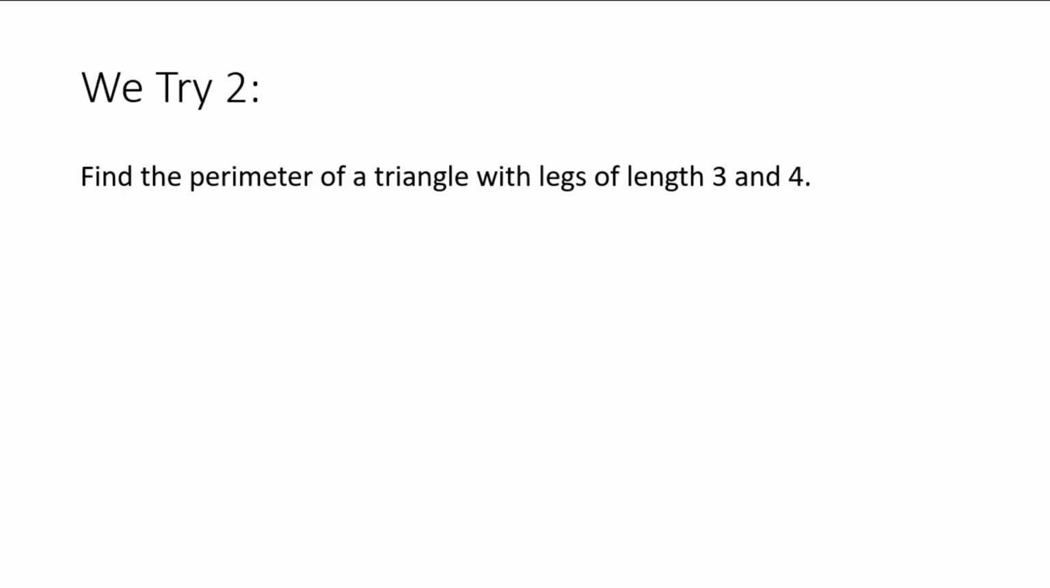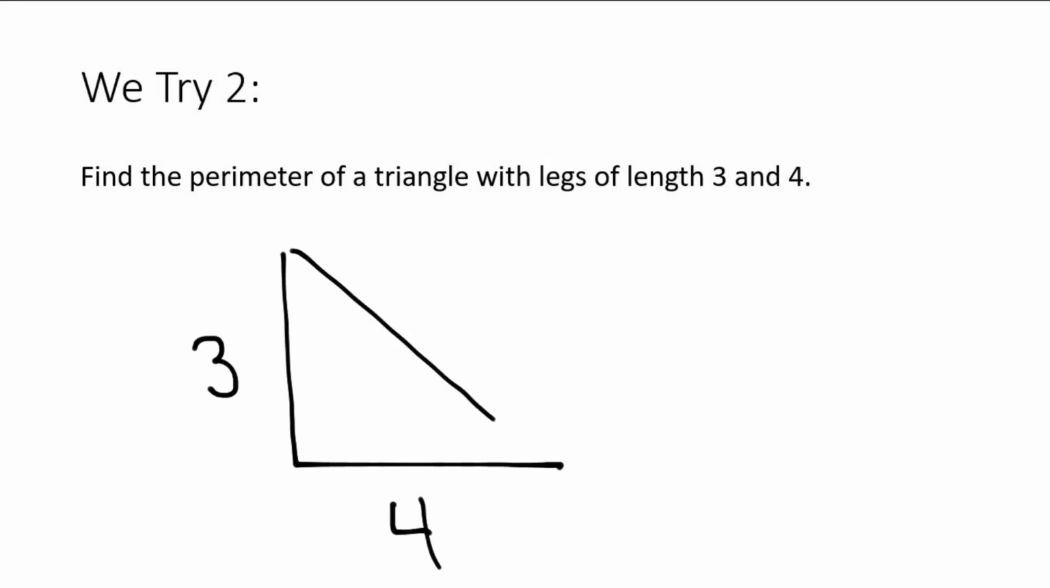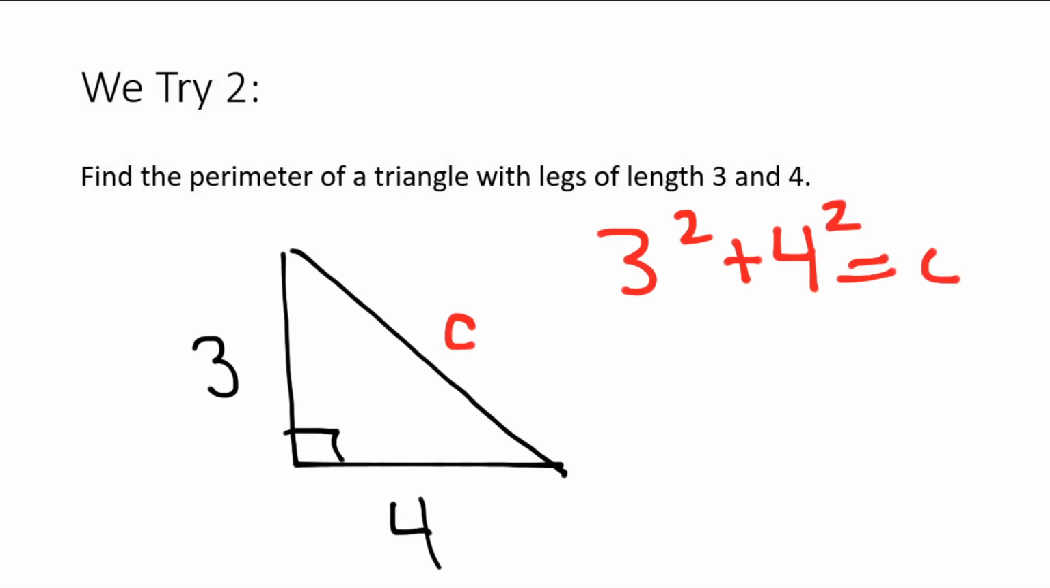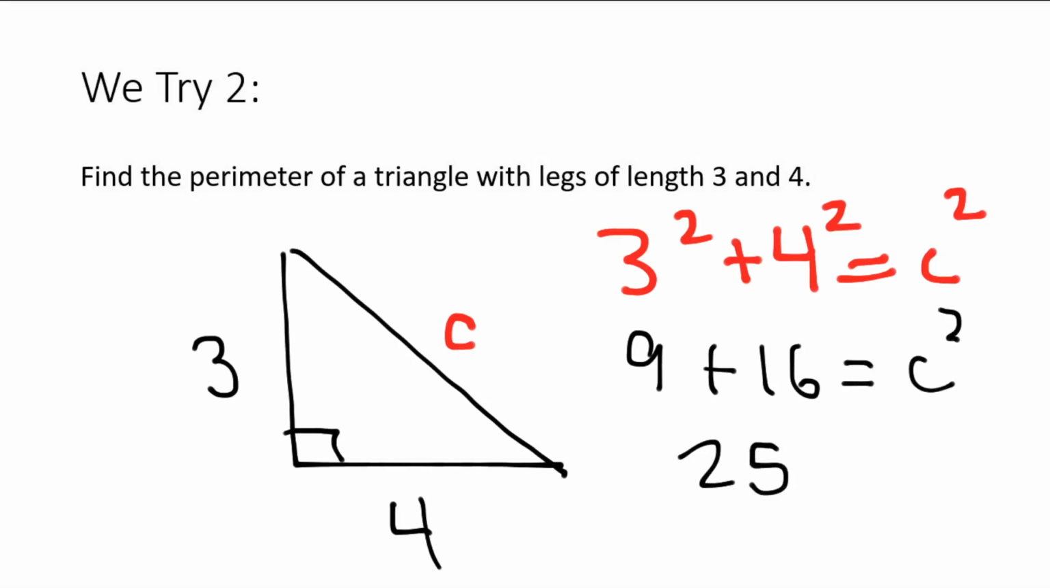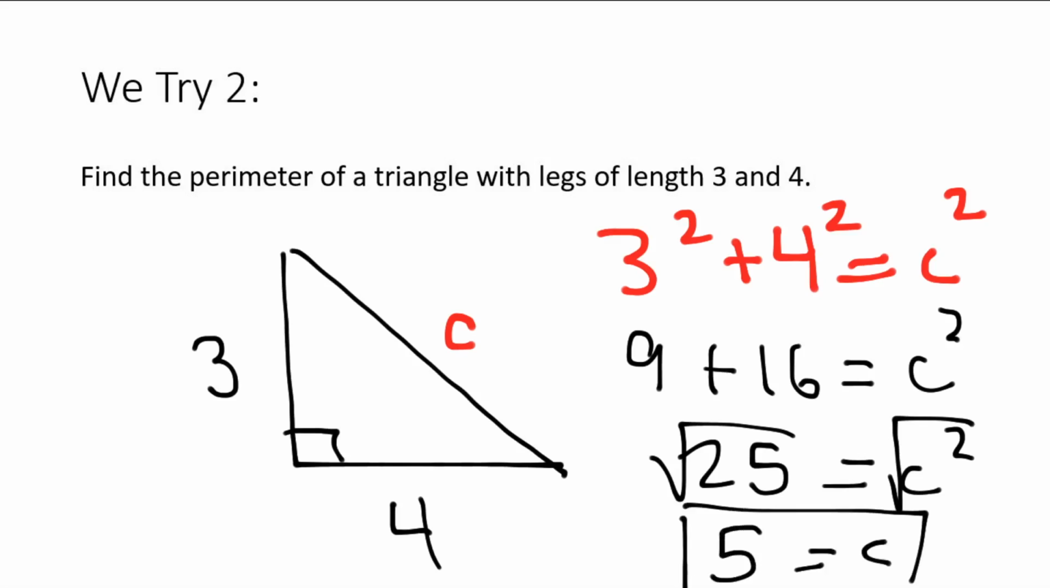So let's find the perimeter of a triangle with legs of length 3 and 4. Okay, let's do that. I'm going to draw a triangle, and it's going to be a right triangle, and I know that the legs are 3 and 4. So 3 squared plus 4 squared is going to equal the hypotenuse squared. So 9 plus 16 will be equal to c squared. 9 plus 16 is 25, as we saw earlier in the video. So I'll take the square root of both sides, and I'll say that 5 is c. Nice.